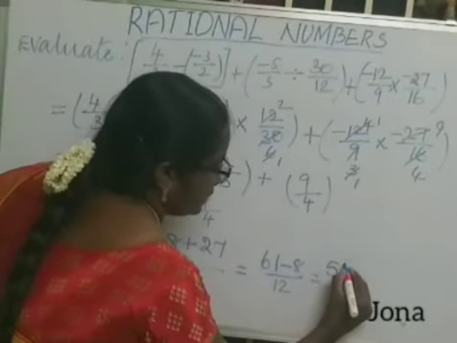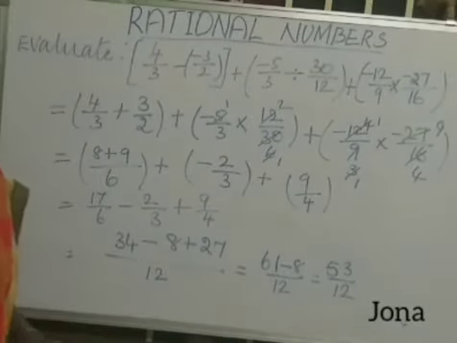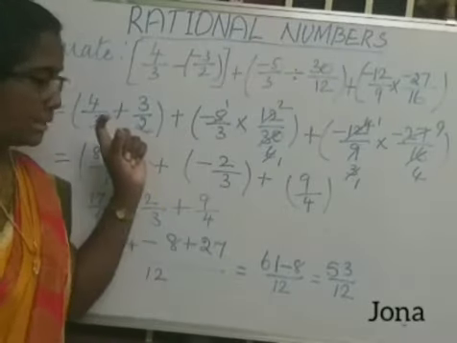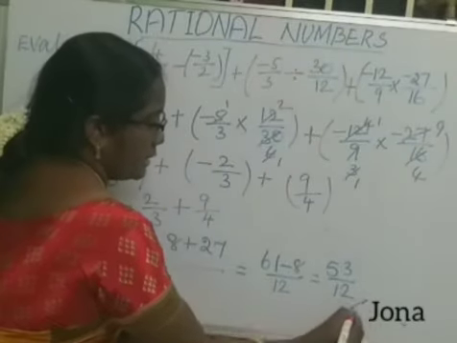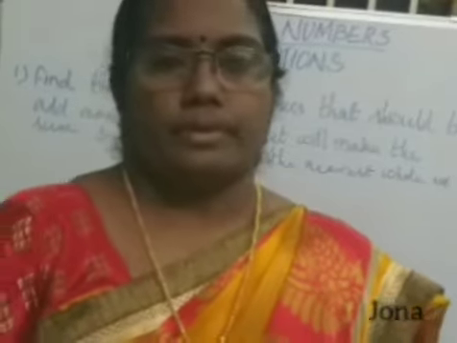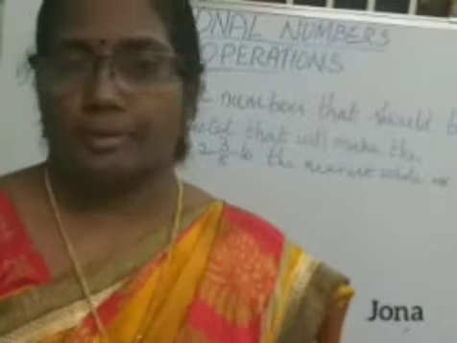Here it is, 53 by 12. Okay, so evaluate this one. This many rational numbers are given, so we simplified and got the answer 53 by 12. By using the basic four operations, we are going to see the word problems.